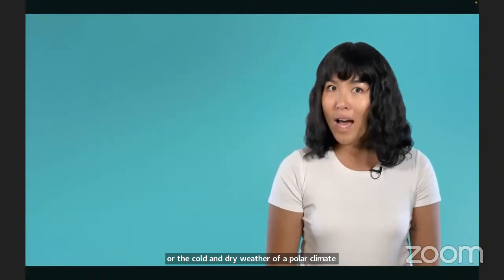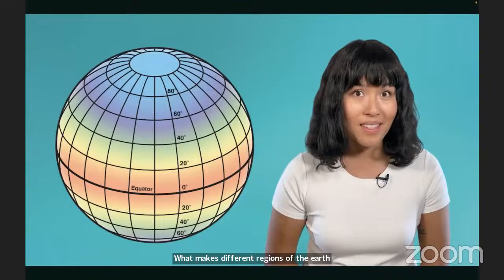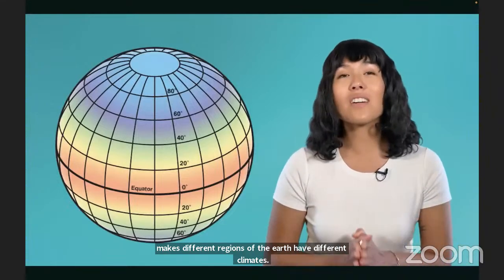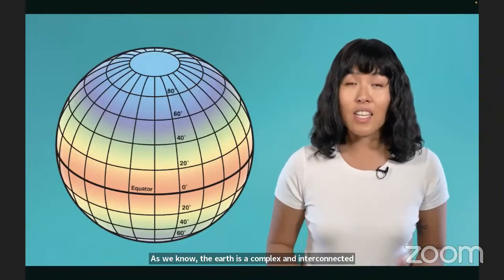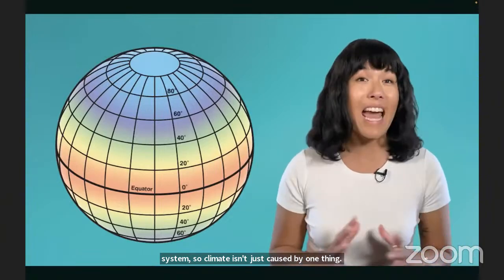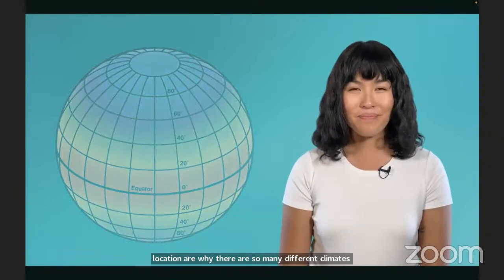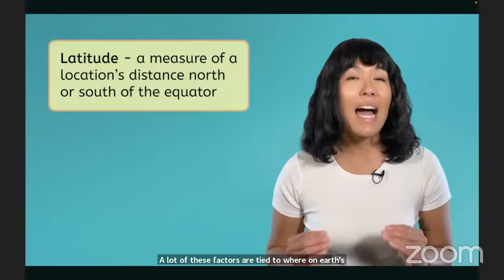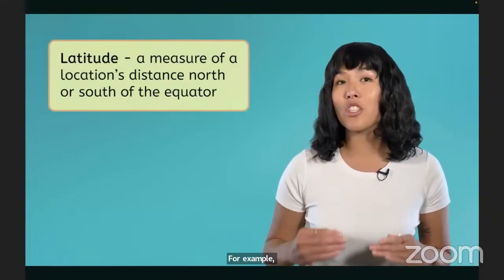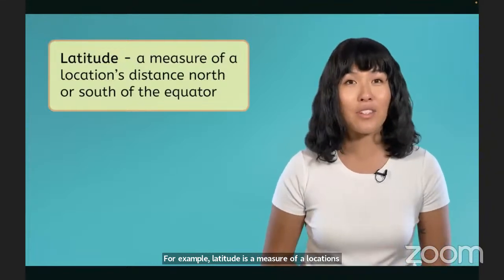But why? What makes different regions of the Earth have different climates? As we know, the Earth is a complex and interconnected system, so climate isn't just caused by one thing. The unique mix of different factors present at any given location are why there are so many different climates. A lot of these factors are tied to where on Earth's surface a location is. For example, latitude is a measure of a location's distance north or south of the equator, and it has a huge impact on a location's climate.